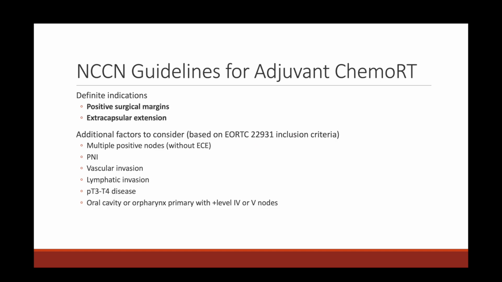The NCCN guidelines for adjuvant chemoradiation support this, and the concrete indications for adding chemotherapy to your postoperative radiation are positive surgical margins and extracapsular extension. And then there are additional high-risk factors to consider, again, based on the inclusion criteria for EORTC 22931. Remember that EORTC 22931 was a positive study. And so the risk factors that they included were multiple positive nodes, PNI, LVSI, pT3 to T4 disease, and an oral cavity or oropharynx primary with low neck involvement, so level 4 or 5 nodes involved.